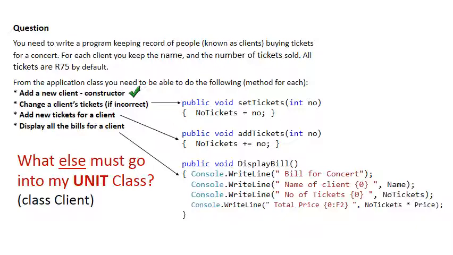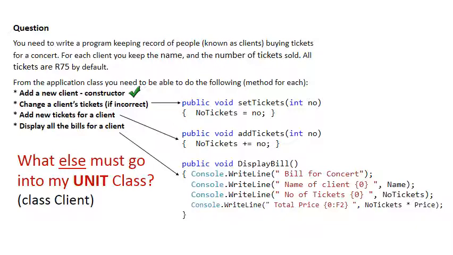The second one is changing a client's tickets. And the third one, adding new tickets for a client. So first of all, let's try and understand the difference between these two. Changing tickets means simply the value for number of tickets was wrong, and it now simply changes to something else. It's your typical set tickets method. So normally you have set methods for attributes, and this set method is simply used to change the attribute to another value.